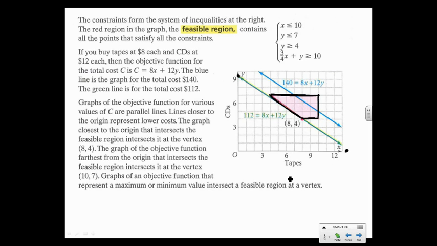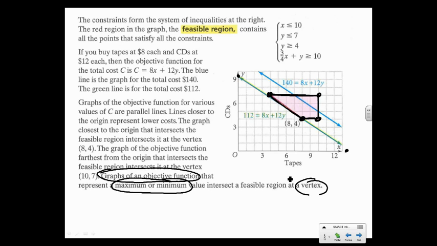And now we think about, okay, what's our objective function? Our objective function is to get the most CDs and tapes that we possibly can within those constraints. All right? And what we're going to find is that the graphs of an objective function will have a maximum or minimum at a vertex. So in this problem we have 1, 2, 3, 4 vertices. And the place that's going to maximize our objective function is going to be at one of those 4 corners.